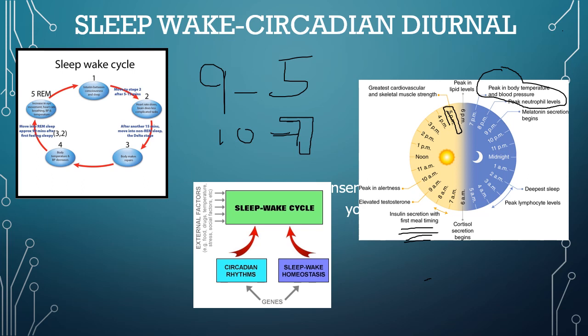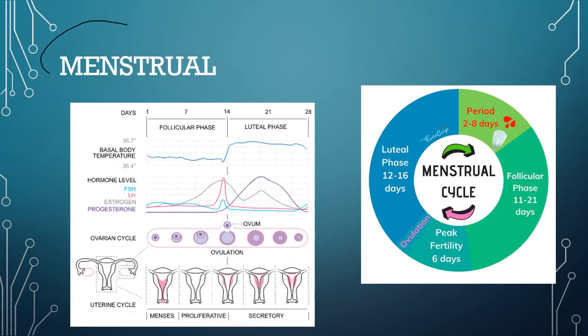Why? Because this is the stage of high blood pressure and temperature. The body is not in that stage. It might be a little saturated. It might not be that active, proactive. That is the reason. The next up we have is the menstrual cycle.